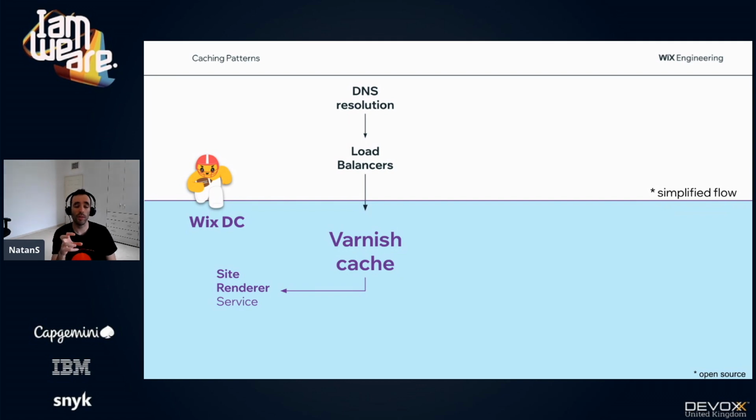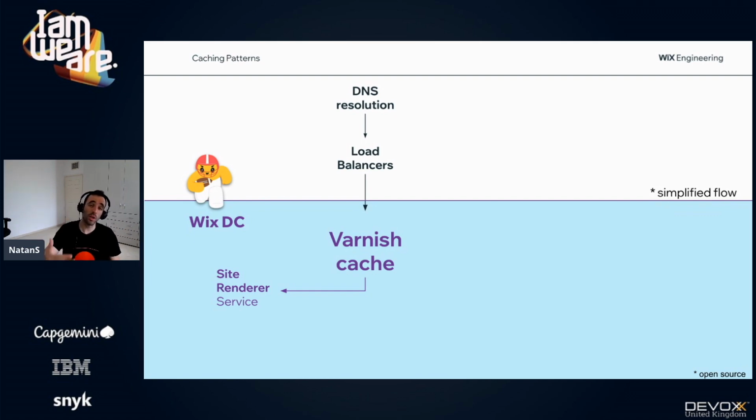So Wix deploys Varnish caches all around the data centers, and they are put right in the beginning of the data center, right after DNS resolution and load balancers, and the Varnish cache is hit. Now, if the site was already cached, then the HTTP response will get back immediately from the Varnish cache. And of course, if there's a cache miss, then Varnish cache will forward the request over to the site rendering service. So that's why it's a reverse proxy.